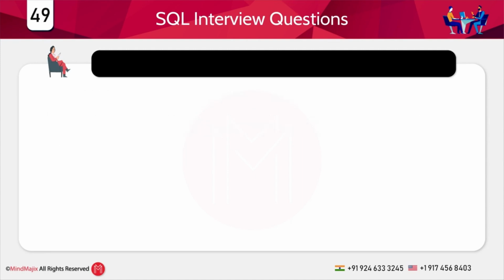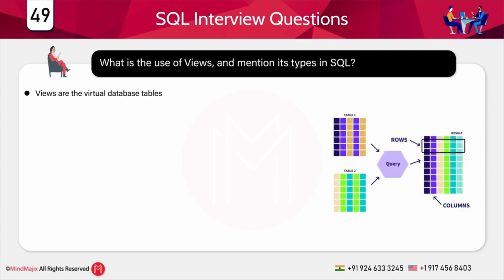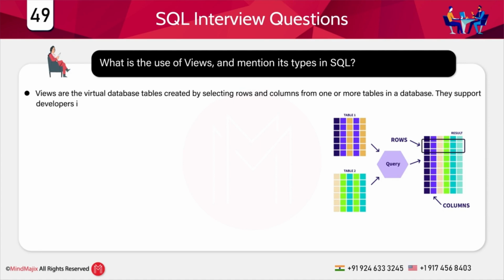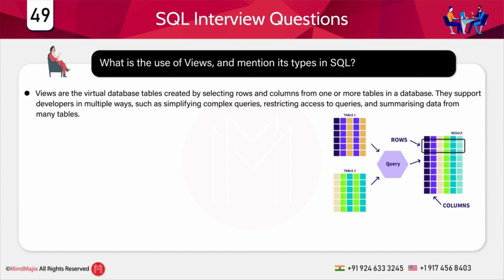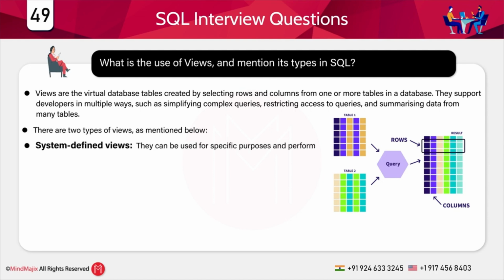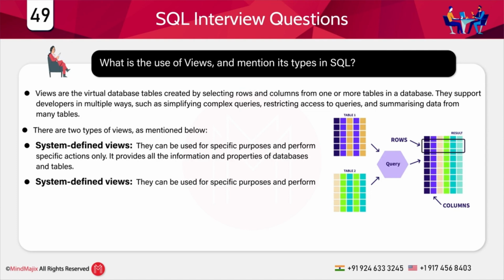The next question over here is, what is the use of views, and mention the various types of views in SQL. Views are virtual database tables created by selecting rows and columns from one or more tables in a database. They support developers in multiple ways, such as simplifying complex queries, restricting access to data, and summarizing data from many tables. Basically, there are two types of views, as you can see on the screen: system-defined views and user-defined views.